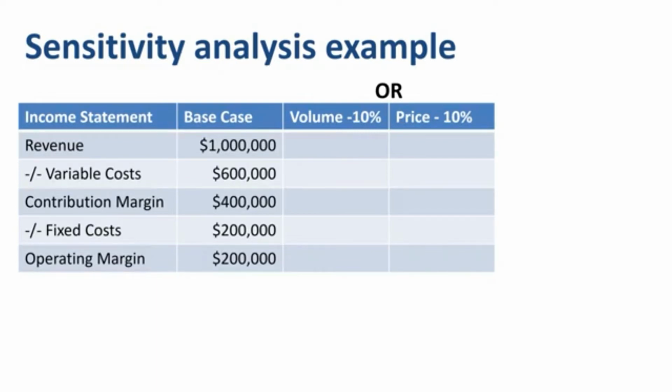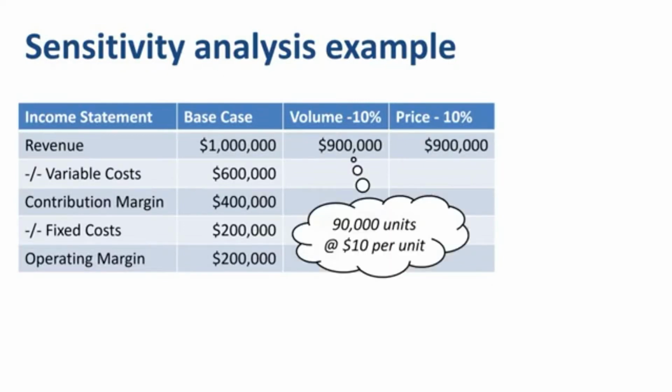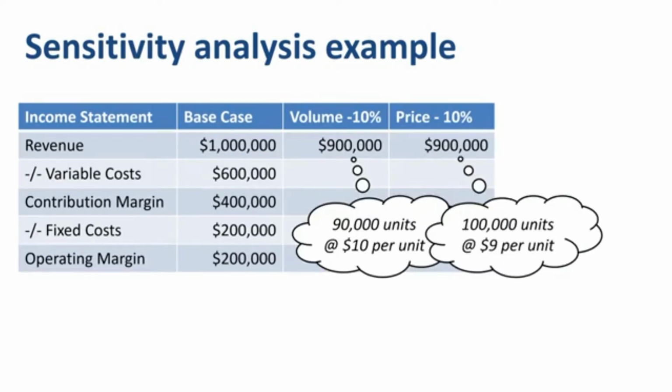A 10% decrease in volume leads to revenue of $900,000. 90,000 units sold at $10 each. A 10% decrease in price also leads to revenue of $900,000, but with a different composition. 100,000 units sold at $9 each. So far, so good, so what?